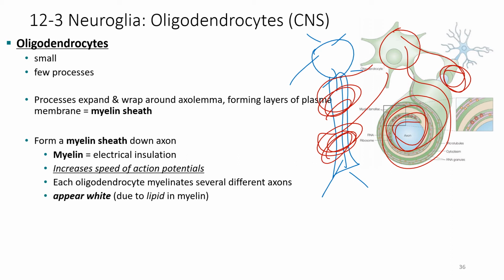These myelinated areas of the axon do contain a lot of lipid, and that is what makes our nerves appear white. The amount of lipid within these myelin sheaths makes the tissue have a white appearance. So you might have heard of white matter and gray matter in the nervous system before, and this is where that white matter comes from, those myelinated axons.